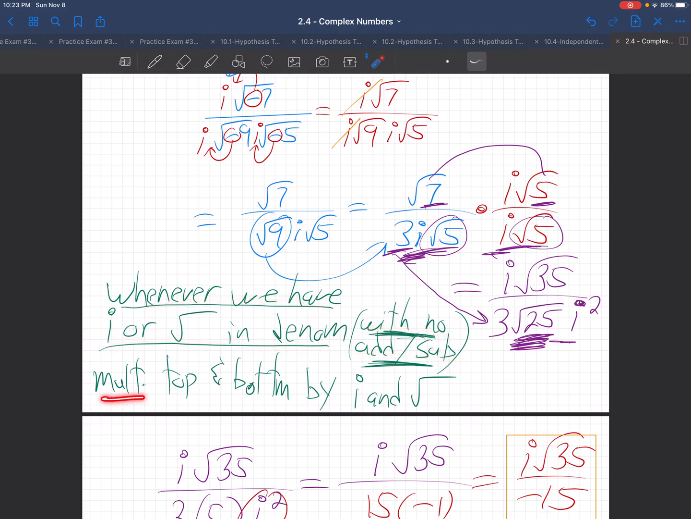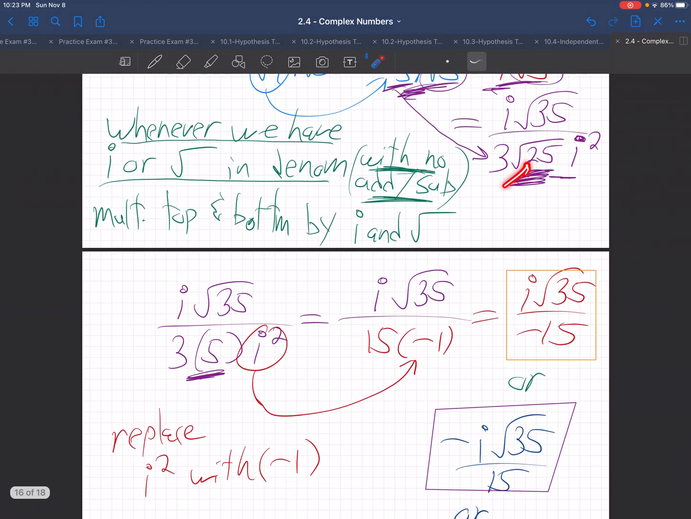What do you do in this case? You just multiply top and bottom by the i and the root. So I said, oh, you got an i here and a root here. i root 5, so I multiplied top and bottom by i root 5. On the top became i root 35, and the bottom, the root 5 made root 25, 3, and the two i's made i squared. And then root of 25 is 5. So it became 15, and then the i squared, we always replace that with negative 1. There we go.